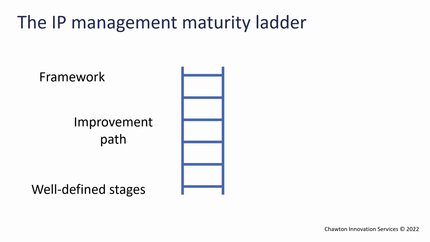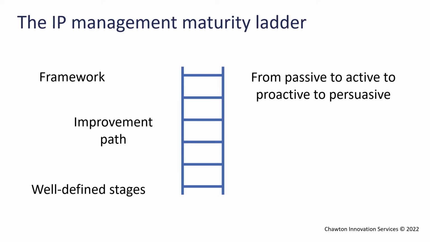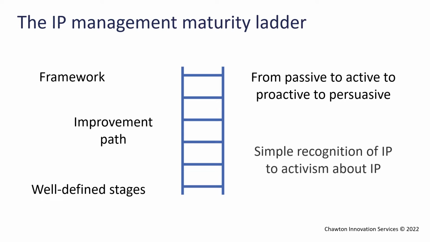As the company moves up the ladder, it moves from passive to active to proactive to persuasive with respect to IP and IP management. The company as a whole moves from having simple recognition of IP down at the base of the ladder to activism about IP towards the top of the ladder. This concept of an IP management maturity ladder first emerged some years ago and has been further developed by various IP experts since then.